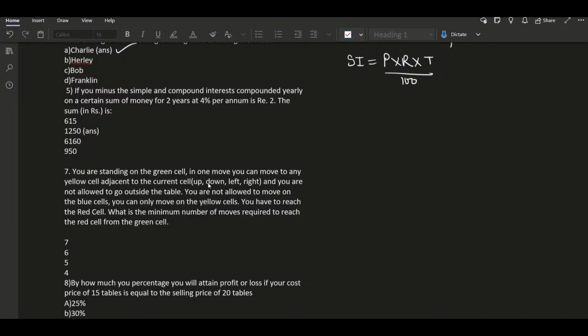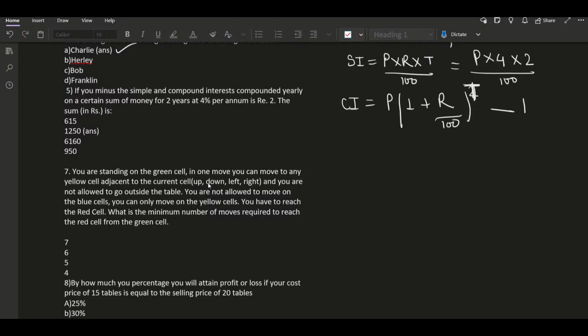We have all learned this particular formula. Applying it to this condition, we are not given the P value, that is the principal value, and we are given the interest rate and the time value. So P into 4% into 2 years will be the simple interest. Similarly, the compound interest is P into (1 plus R by 100) to the power T, that is the time, minus the principal value. Applying this to the question, P is not given, so P stays as it is. Now 1 plus R is 4 by 100, and the time is 2 years.